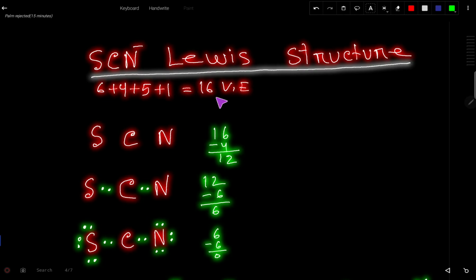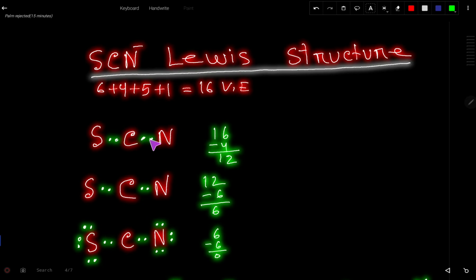These 16 valence electrons have tasks to do at the same time. The first task is to connect these 3 atoms together, and the second task is to satisfy the octet for all the atoms. And thirdly, we'll check whether each atom has a formal charge close to 0. However, let us first connect these 3 atoms together so that we can get the Lewis structure.